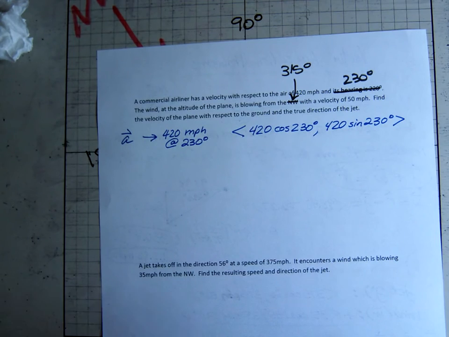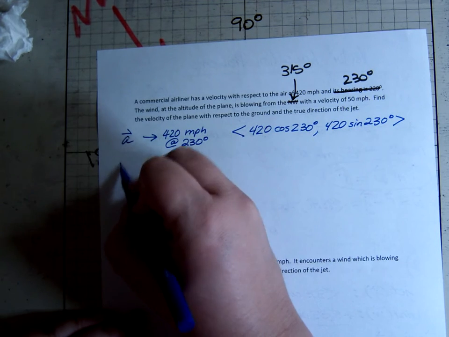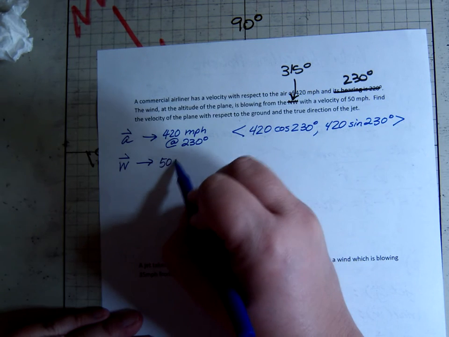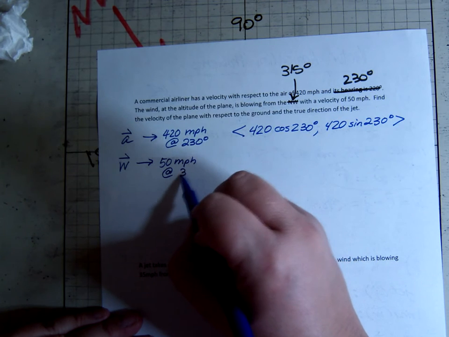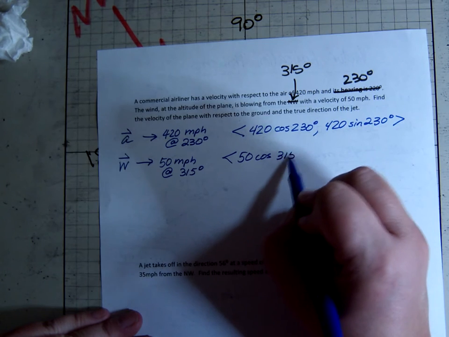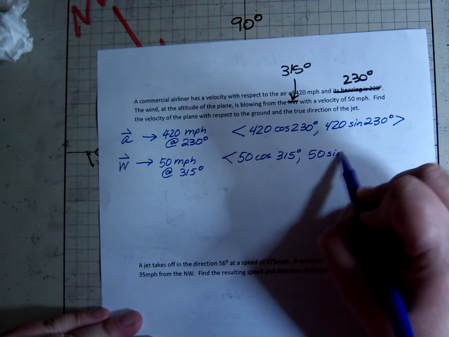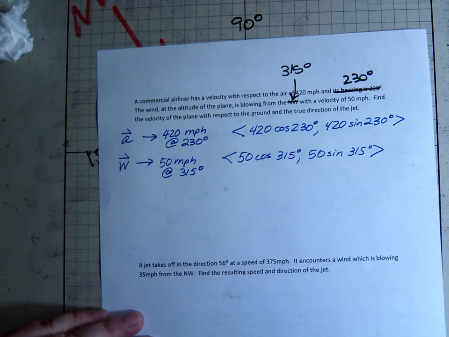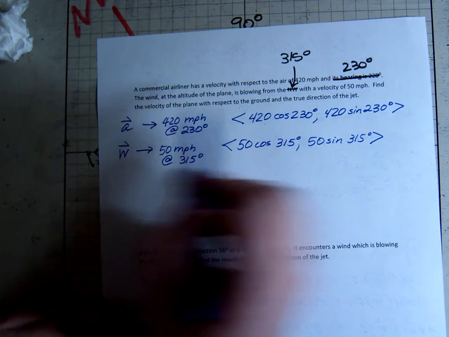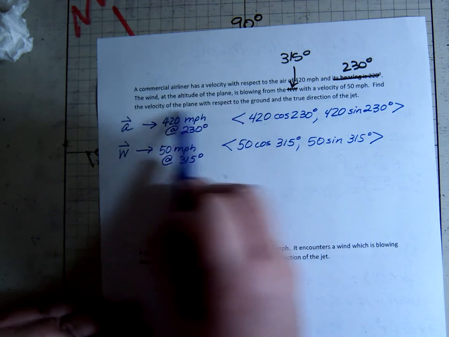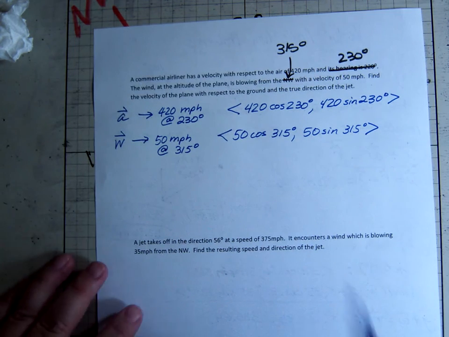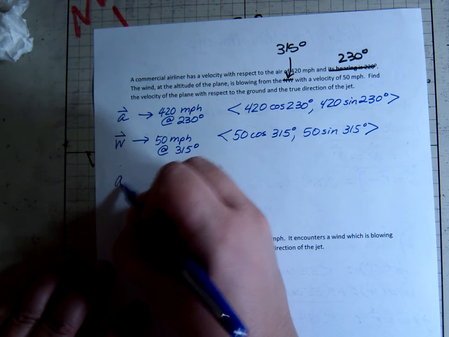All right, so W is 50 miles an hour at 315. So 50 cosine 315, 50 sine 315. Now this is the plane, this is the wind. We put those two together to find the resultant, which is with respect to the ground. This is like the true direction of the jet, the true speed with respect to what's happening on the ground. I'm putting these two together. It's just like J plus W, it's A plus W. I just used a different letter.